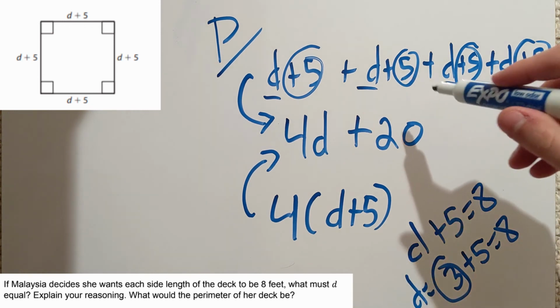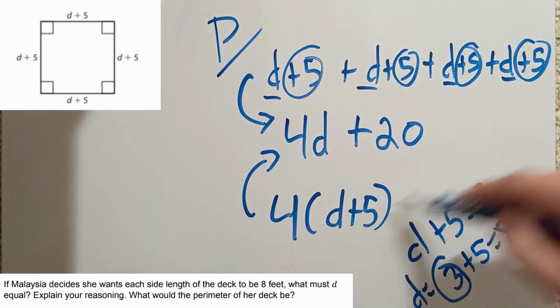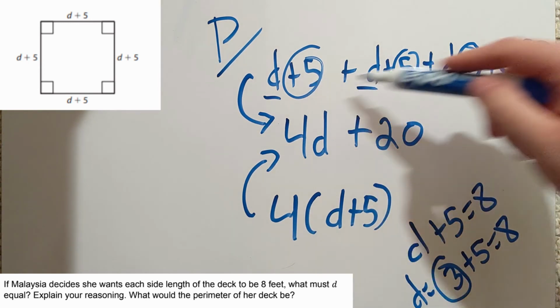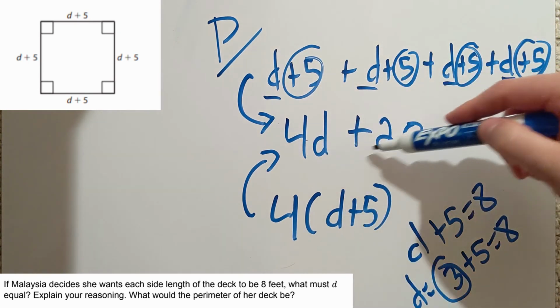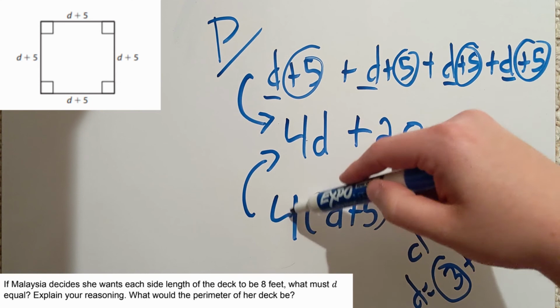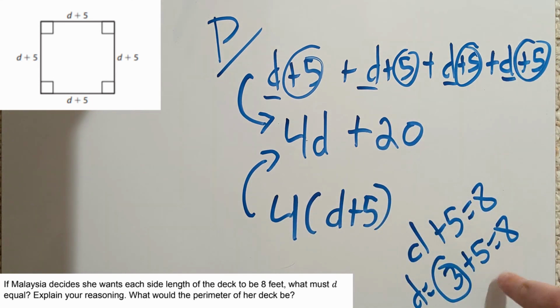Hopefully that helps. Most of the stuff this week is looking at this. How can we combine some like terms? How can we turn that into something with the distributive property? How can we distribute? And then a little bit of actually solving some equations down here. But hopefully that helps out.